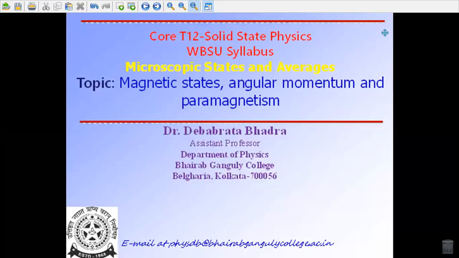Today we will discuss a little bit of statistical mechanics, which may be useful in solid state physics for the upcoming days to come. As this course of statistical mechanics has not been encountered in the CBCS till now, I am discussing a little bit about statistical mechanics. First, we will introduce the microscopic states and averages, and related to magnetic states, angular momentum, and paramagnetism.